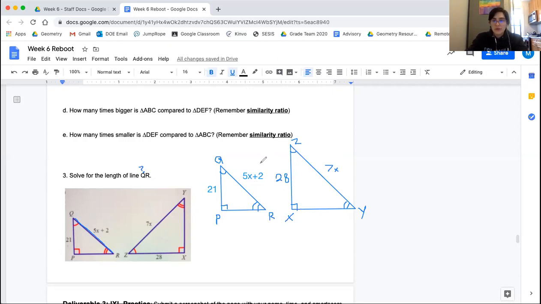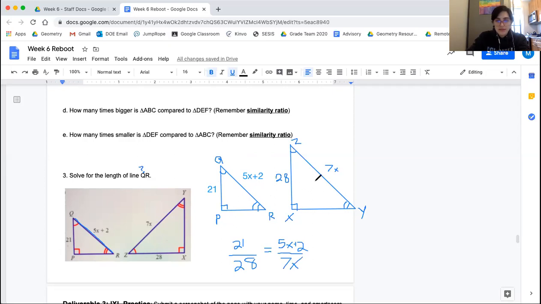From here, what I do is I set up a proportion, and I want to balance my proportions still. So I'm going to start with my small left, 21, over my big left, 28. I'm going to set that equal to, so I started with small on top, I'm going to keep small going. So I'm taking my other information I have for small, 5x plus 2, equals, and large was on bottom. So I'm going to take my other piece of large information and put it here.